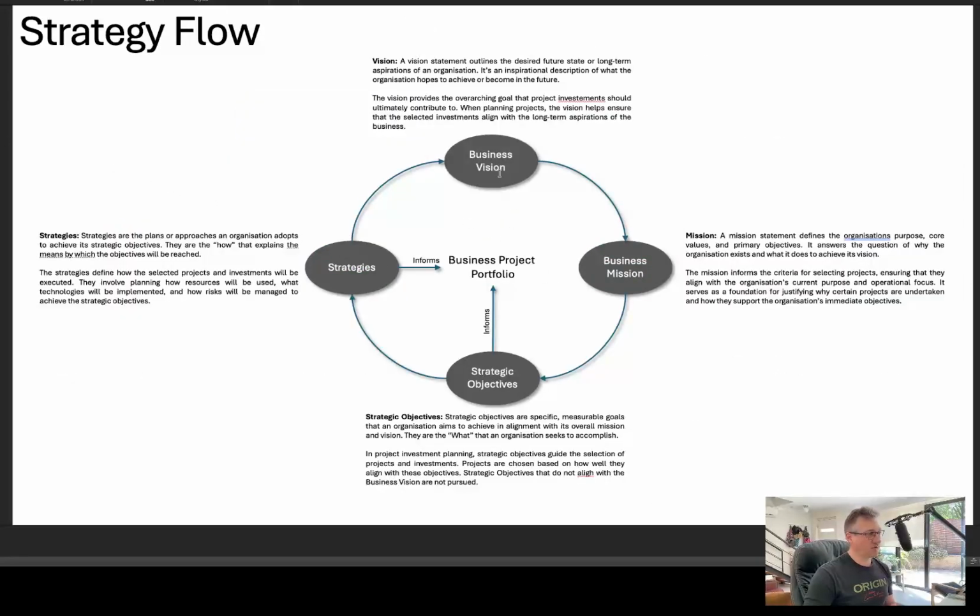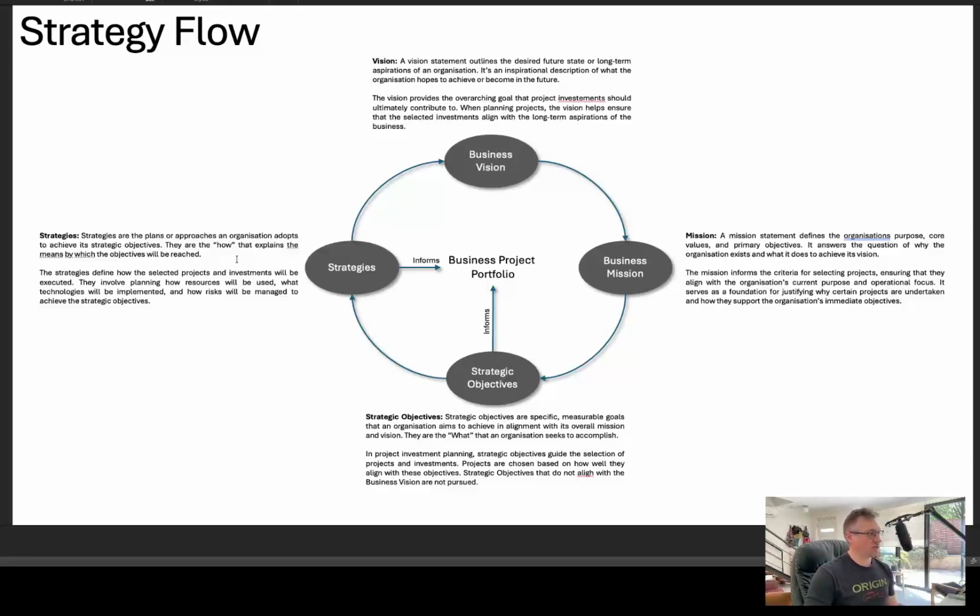So you start off with your business vision. Where's your business going? What's the long-term view of where your business is going? And what's the mission for your organization? Define the core purpose of it. What strategic objectives are you going for? Measurable goals. This is where you come into the OKR, objectives, key results.